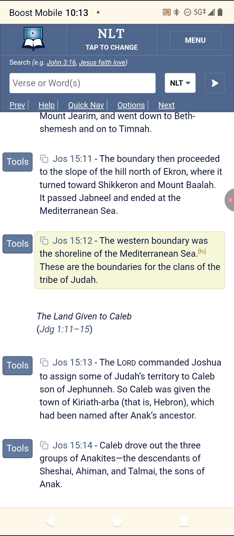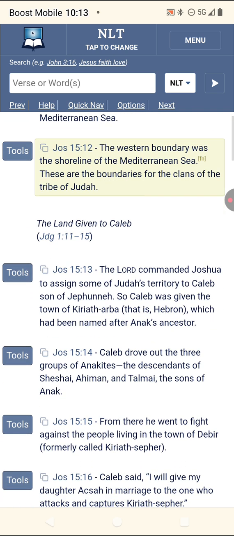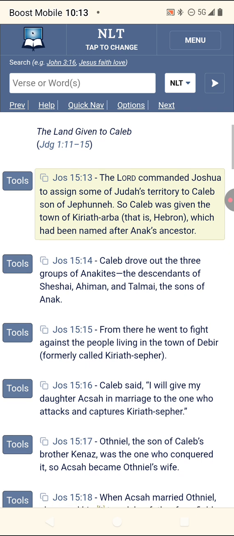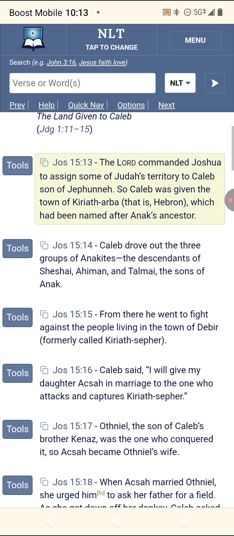So let's go. The western boundary was the shoreline of the Mediterranean Sea. These are the boundaries of the clans of the tribe of Judah, Yehudah. Now, it says the land given to Caleb. Yahweh commanded Joshua to assign some of Judah's territory to Caleb, son of Jephunneh. So Caleb was given the town of Kiriath Arba, that is Hebron, which had been named after Anak's ancestor.